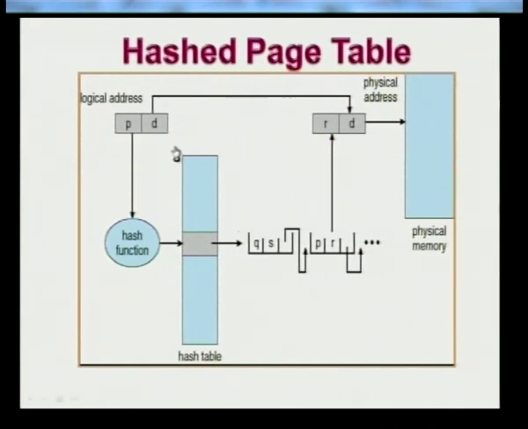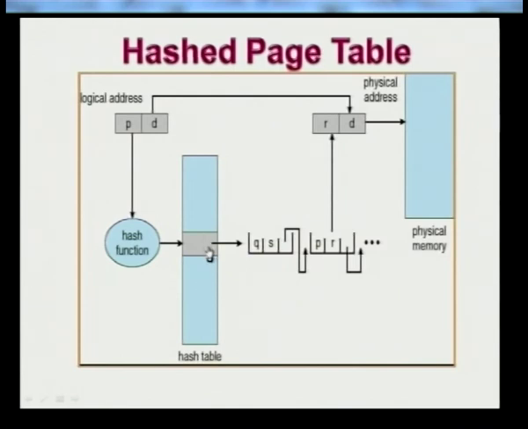This is the logical address, which has the combination of P and D. D is saved for future use as such, and P is given as input to a hash function by the hashed page table algorithm. The result of the hash function gives you the entry into a hashed page table.